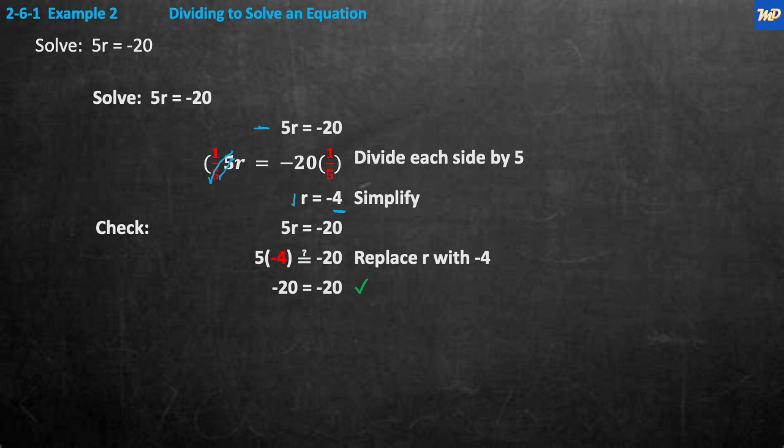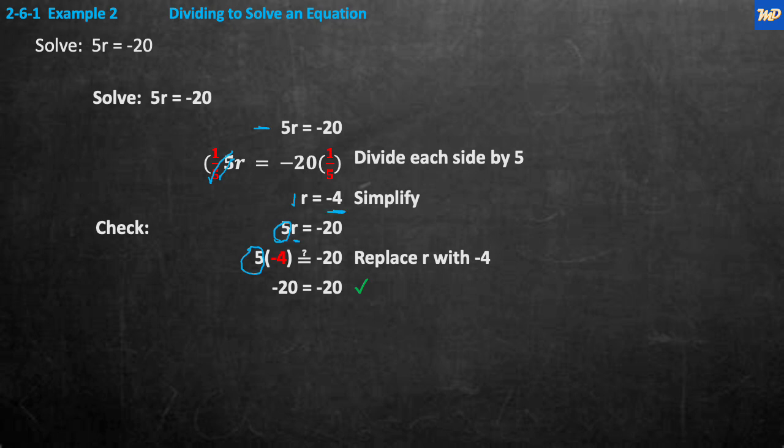And now we're going to go back and check. We're going to substitute the negative 4 in for r. Here's the r. We're going to substitute in negative 4. So on this line of the equation, here's the 5 from the 5r. Here's the 5. And we've substituted on the r, negative 4, which came from the answer above.